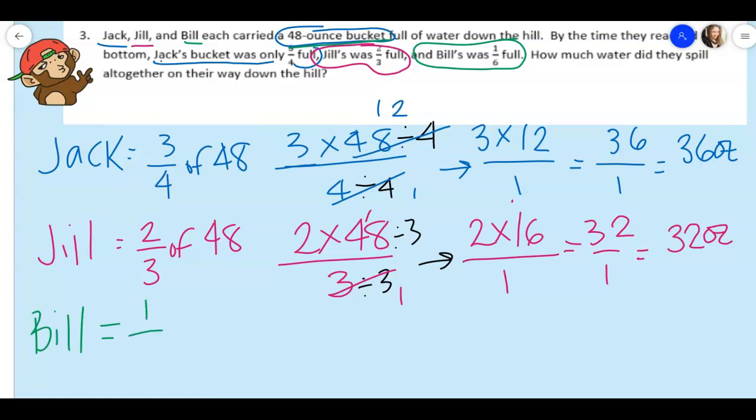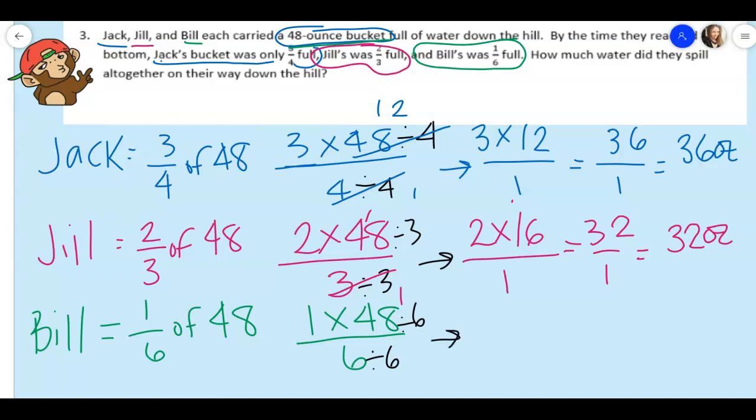Okay, so what is 1/6 of 48? So again, we're going to solve 1 times 48 over 6. We're going to look for cross-canceling opportunities. Does 6 go into 48? 6 times 8 is 48, so that would be a yes. And our new equation is 1 times, this turns into 8. 6 goes into 6 one time, so poor Bill, he only got to bring 8 ounces down.